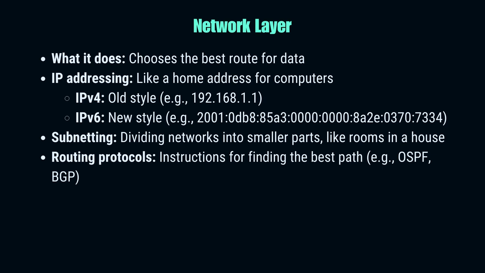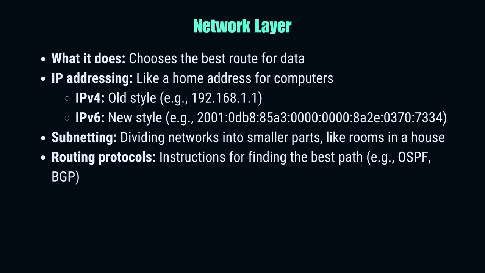We've seen how the data link layer organizes data into frames. Now let's explore how the network layer helps these frames find their way across complex networks. The network layer is the third layer in the OSI model. Its primary function is routing, determining the best path for data to travel from its source to its destination. It's like a GPS system for your data packets.